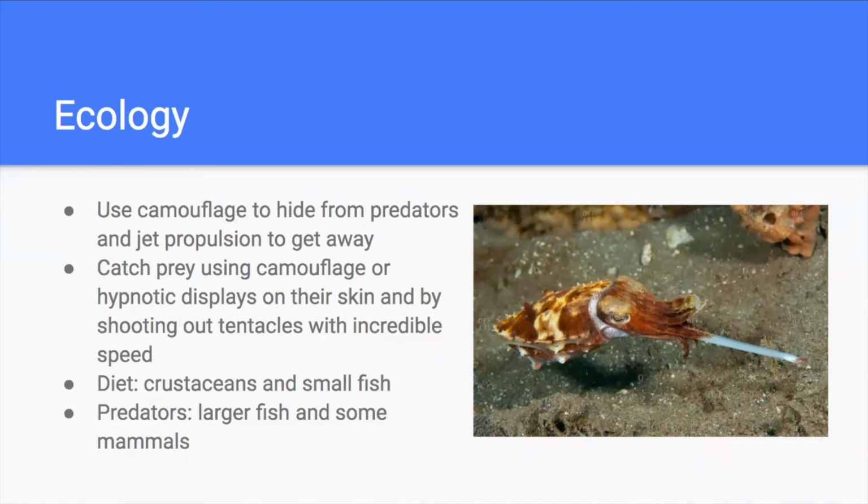And how they catch it is by shooting out their tentacles, and they do this very quickly. It's almost split-second speed. And they eat crustaceans such as crabs and shrimp, as well as small fish. And their predators include larger fish and some mammals like dolphins and seals.